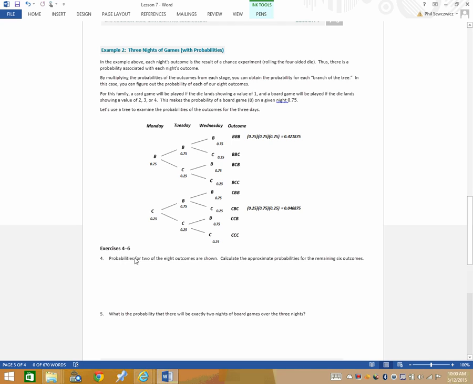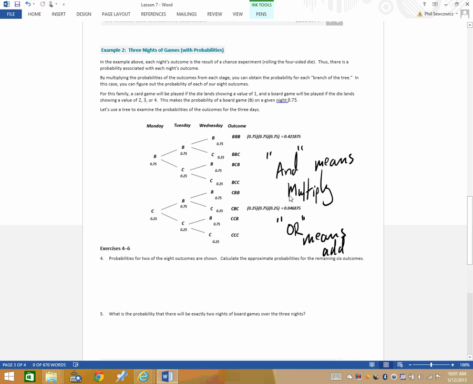So it says probabilities for 2 of the 8 outcomes are known. And the idea here is it's the word "and." And means that you are going to have to multiply. So that's a big thing that we wanted. And means multiply, whereas before we saw "or," that's the one that means that you are going to add. So that's the key phrase here. So, I'm going to calculate the approximate probabilities for the remaining 6 outcomes.